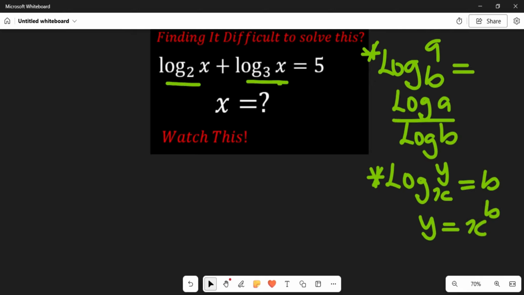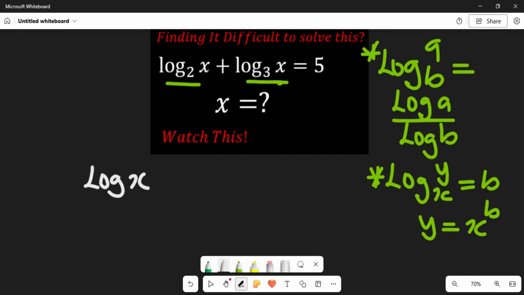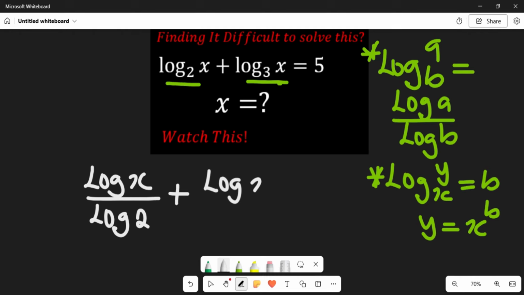Now, bearing in mind these two expressions, we can use the first expression to bring down this logarithm question to become the log of x divided by log 2, plus log x divided by log 3, and all this will be equal to 5.